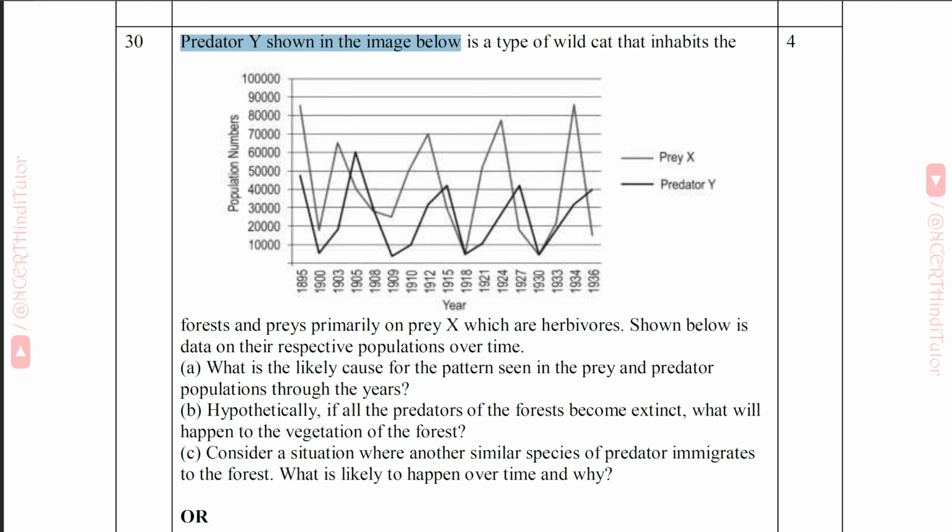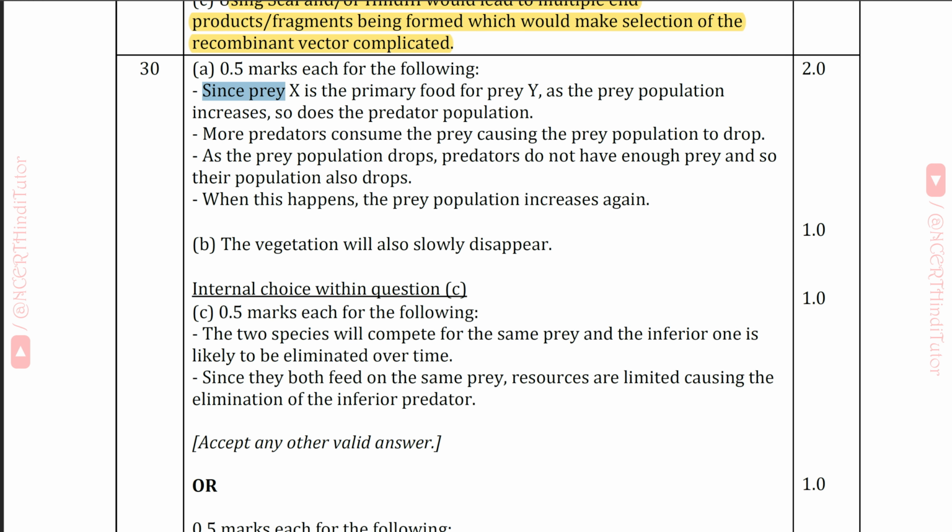Predator Y shown in the image below is a type of wildcat that inhabits the forest and preys primarily on prey X, which are herbivores. Shown below is data on their respective populations over time. A. What is the likely cause for the pattern seen in the prey and predator populations through the years? Answer. Since prey X is the primary food for predator Y, as the prey population increases, so does the predator population. More predators consume the prey, causing the prey population to drop. As the prey population drops, predators do not have enough prey, and so their population also drops. When this happens, the prey population increases again.